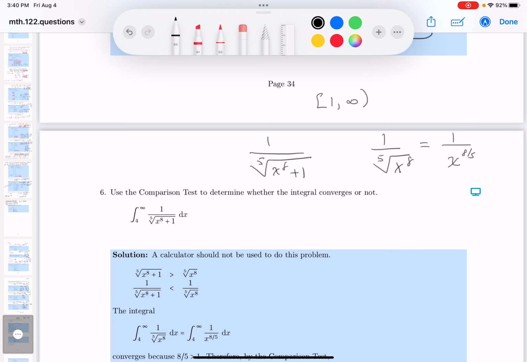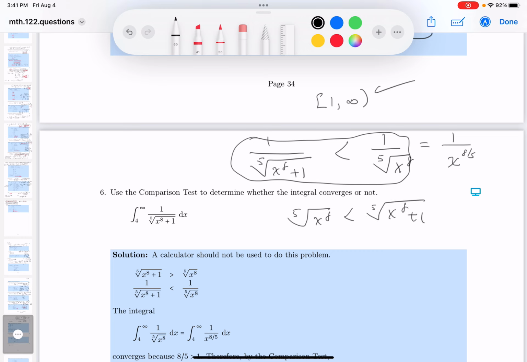All right, which one's larger? Well, looking at it, I'm going to say this is larger. Let me just go through that with you. It's a fairly easy problem. I want to verify this for you: the fifth root of x to the eighth is less than the fifth root of x to the eighth plus 1. And again, we're talking about 1 to infinity. Is that true? Yeah, it's true. Why is that? x to the eighth plus 1 is bigger than x to the eighth, and the fifth roots of those compare nicely depending on the radicand. All right, we've got good information over here.